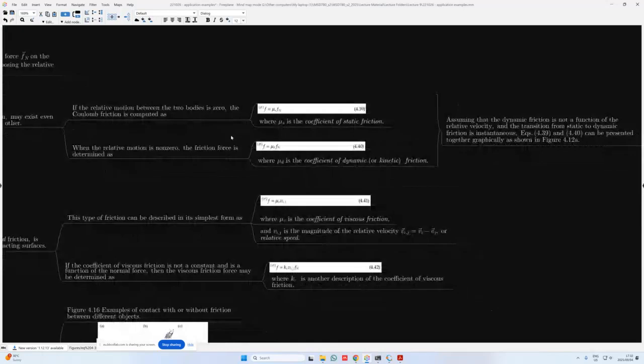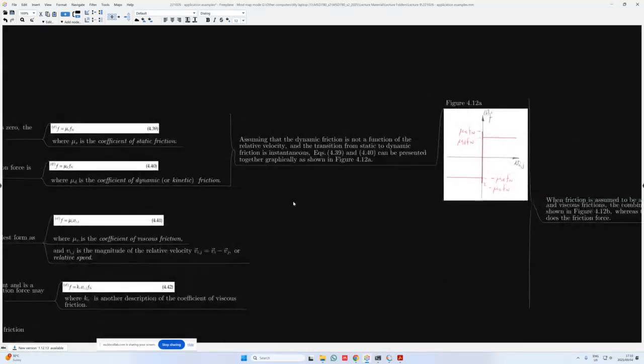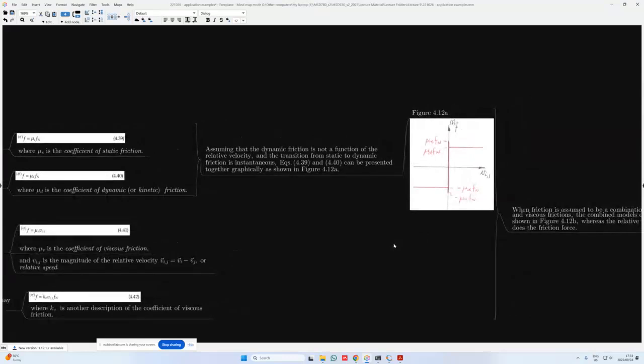When the relative motion, however, is non-zero, the friction force is then determined as a dynamic friction, and that is what the superscript df indicates. We simply calculate this as mu d times Fn. So mu d is now the dynamic coefficient of friction. So assuming that the dynamic friction is not a function of the relative velocity and the transition from static to dynamic friction is instantaneous, equations 4.39 and 4.40 can be represented together graphically and are shown in figure 4.12a.